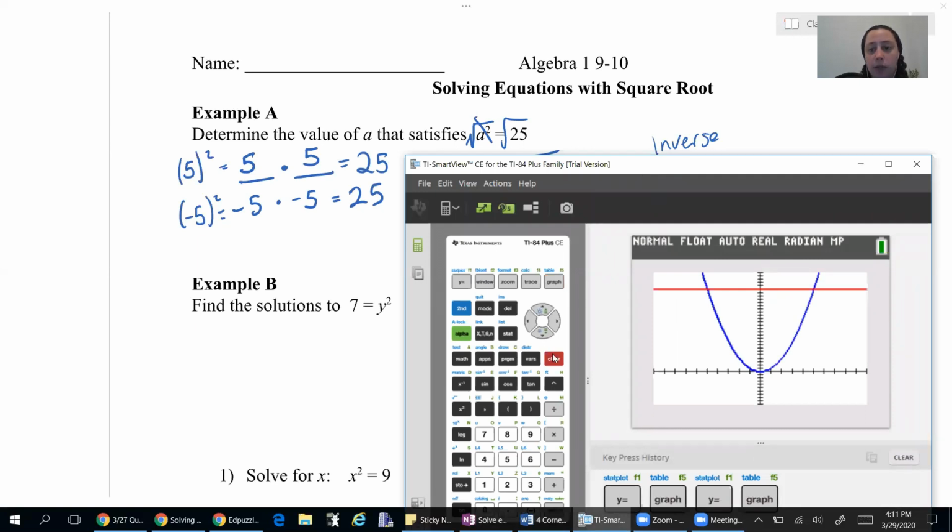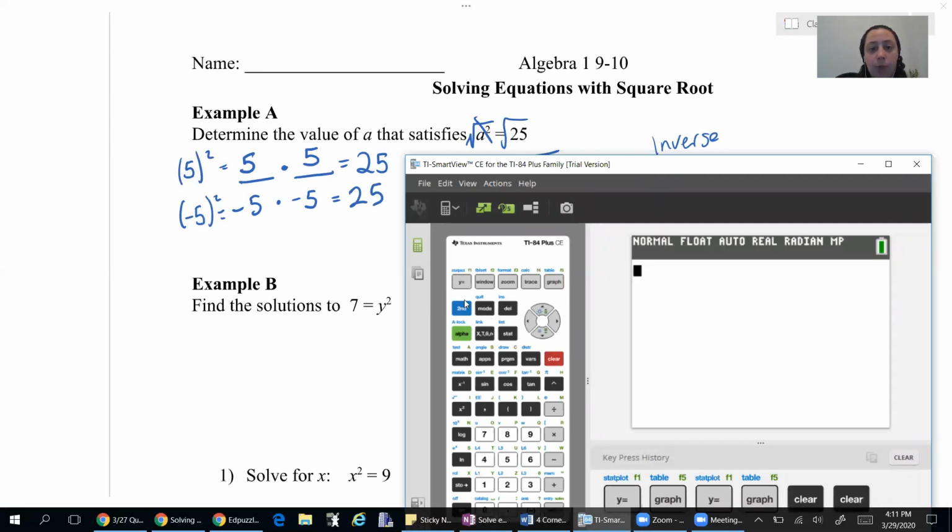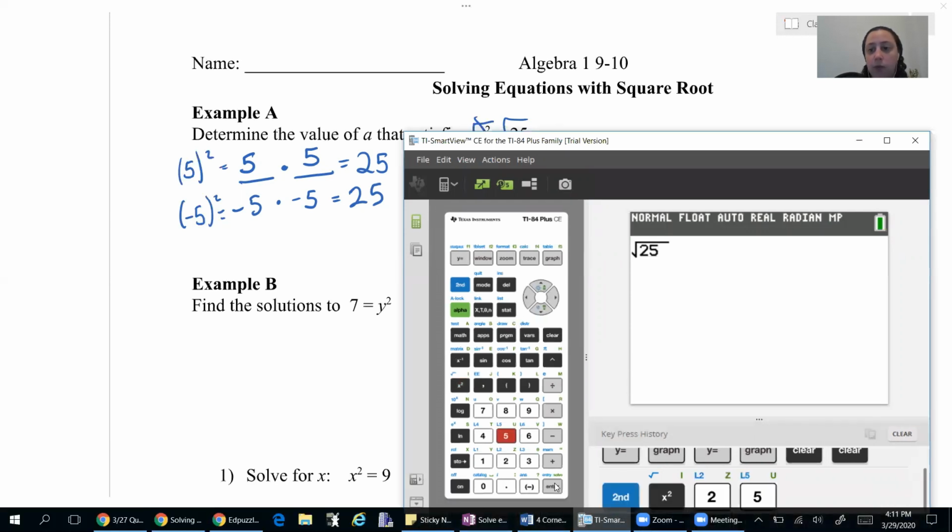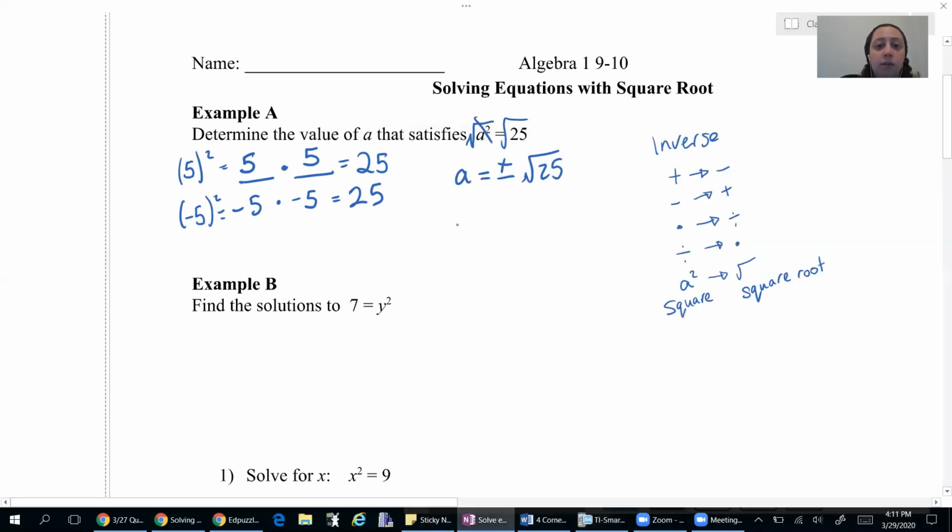Now we can also figure out what the square root of 25 is using our calculator. So if I go back to the regular screen, if I press second x squared, notice how it has the square root symbol at the top. That tells us to use the second key to get to it. And then I put in 25 and enter, it will give me 5. So I get a equals plus or minus 5, which is what we saw here.